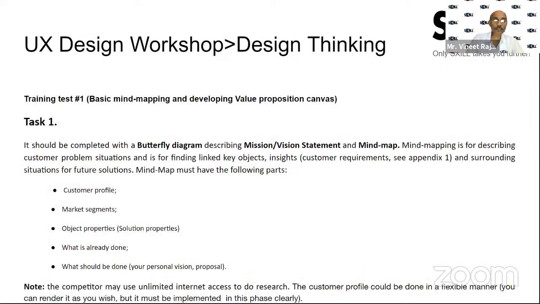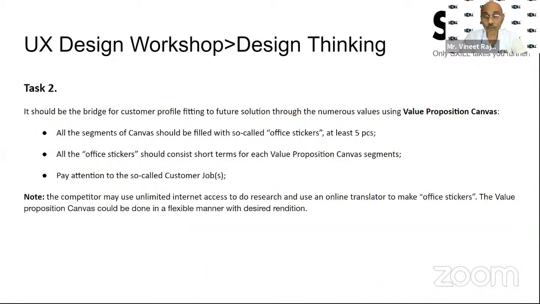So let us look at, for example, what kind of task it is. They would like a butterfly diagram, a mission and vision statement, and also a mind map as the first part of the competition. The mind map, like I've already explained, and these were the 5 categories they want from you. Second, a value proposition canvas was required.